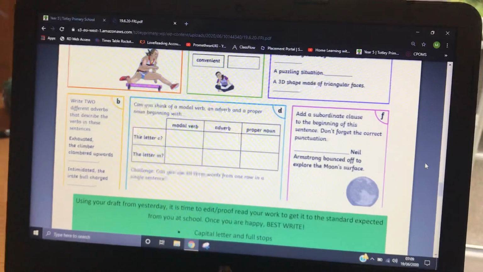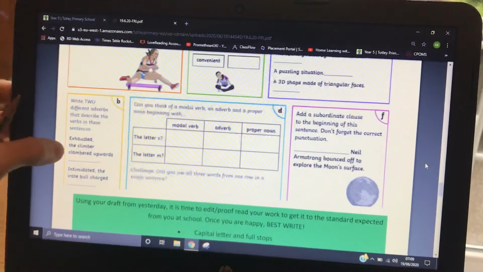Write two different adverbs that describe the verbs in these sentences. So you've got to think of an adverb to describe the verb up here. So I'm looking at this and they're going to be ly adverbs. So: Exhausted, the climber climbed upwards tiredly. I would put, but I'm not a fan of finishing with an adverb at the end of a sentence. Intimidated, the irate bull, irate means angry, charged furiously.